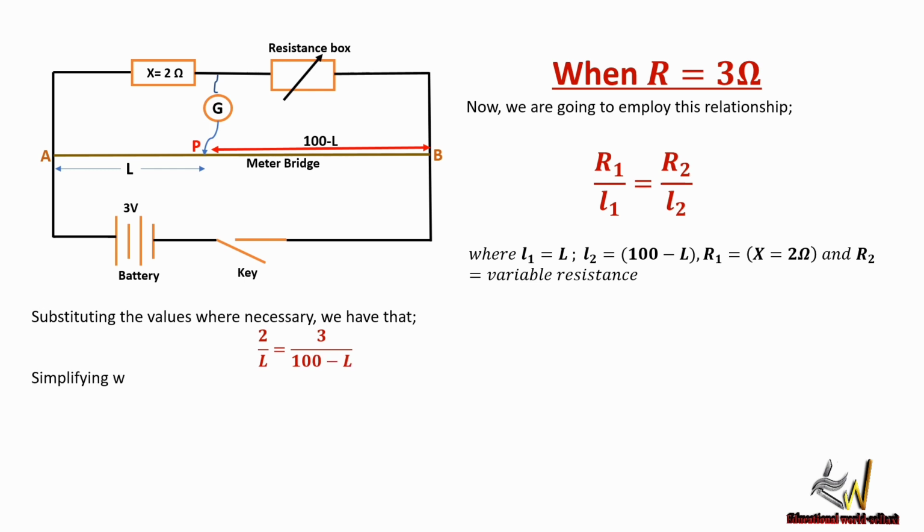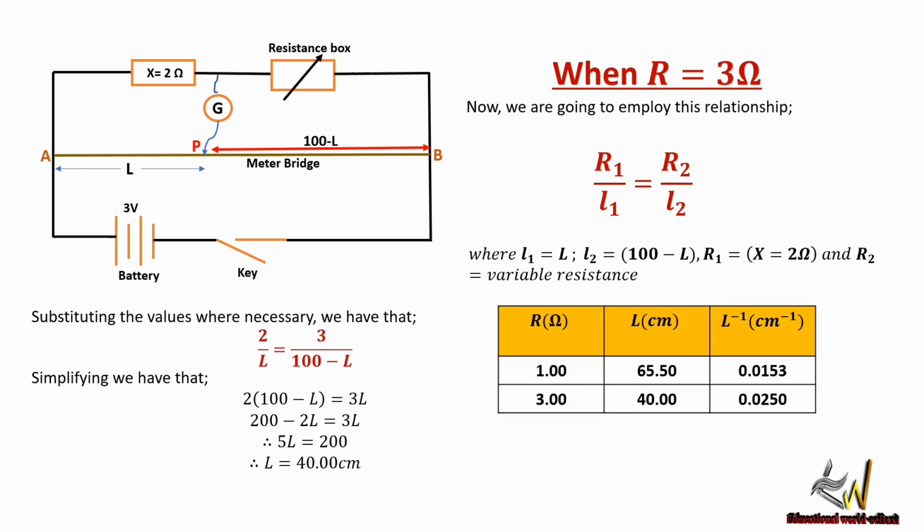So when we substitute the values where necessary, we now have that 2 over L is equal to 3 over 100 minus L. Simplifying that, we now have that 200 minus 2L is equal to 3L. So simplifying to get the value of L, we now have that L is equal to 40.0 centimeters. And then we go to our table of values. I will now say that when R is equal to 3 ohm, L is equal to 40.0 cm, and L inverse is equal to 0.0250 per centimeter.